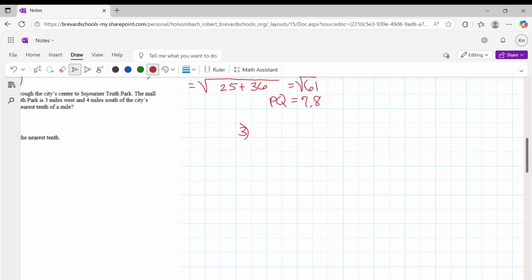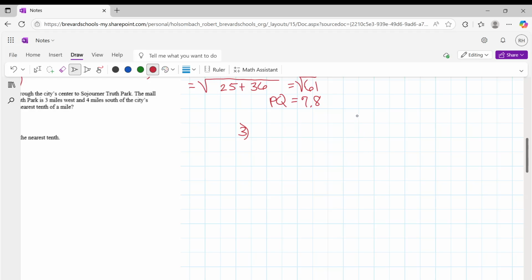says the Frostburg Truth bus travels from Frostburg Mall through the city center to Truth Park. The mall is 3 miles east and 5 miles north. Truth Park is 3 miles west and 4 miles south. How far is Truth Park from the mall to the nearest 1/10 of a mile?